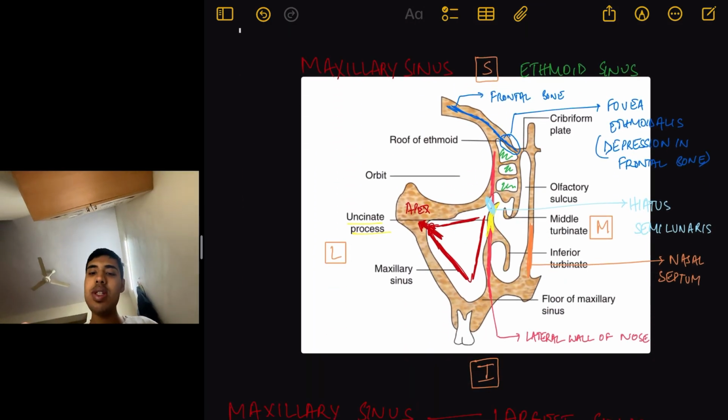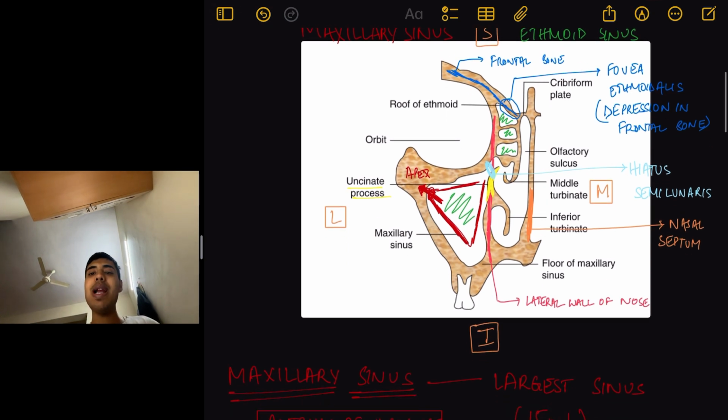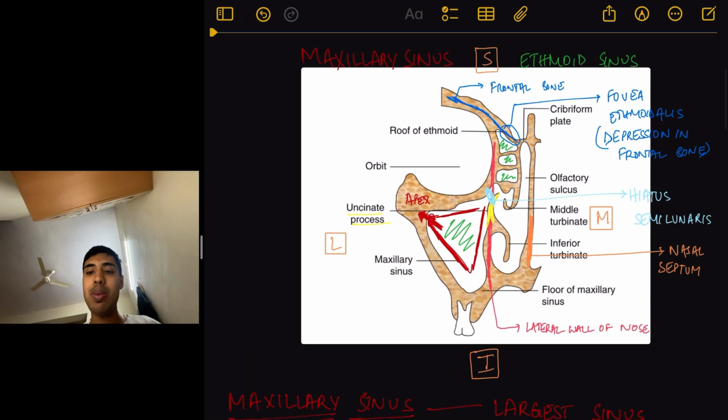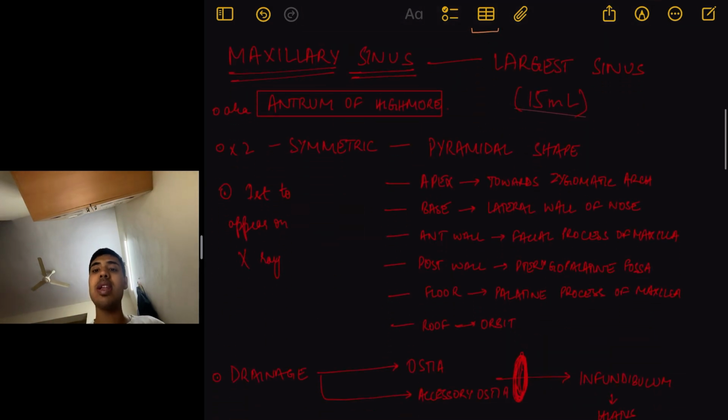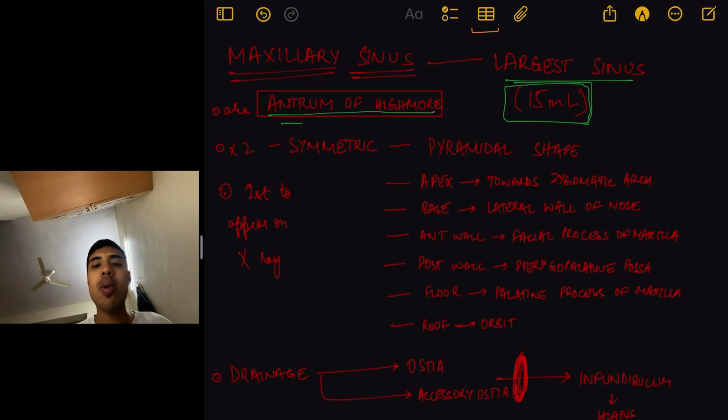Maxillary sinus. This huge sinus you can see here, that is the maxillary sinus. Now, the maxillary sinus, this diagram is very, very important. The maxillary sinus is the largest sinus, with 15 ml capacity. It is also known as antrum of Highmore. We have two maxillary sinuses which are symmetric in nature, the only sinuses to be symmetrical in nature.